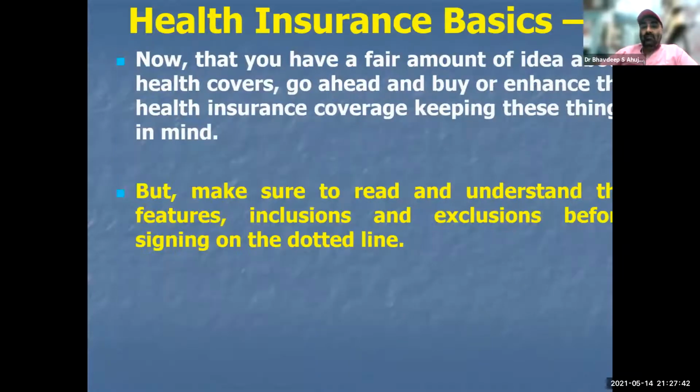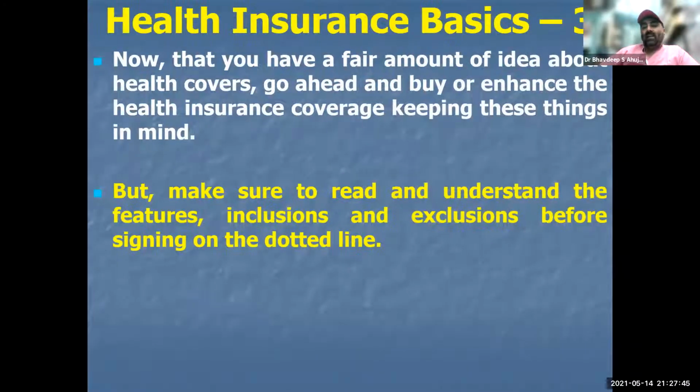So I hope you have a fair idea of how things work, how systems are, what is there, what is not there. Read all the features, inclusions, exclusions before signing on the dotted line. And if someone asks me which is the best policy, you know why I can't give the answer in one line to that person. You have done term insurance with me, you have done critical illness with me, you have done loans with me, you have done health insurance with me. All these parts have been taken up in detail, in depth. There cannot be a one word, one line answer to these kinds of queries.